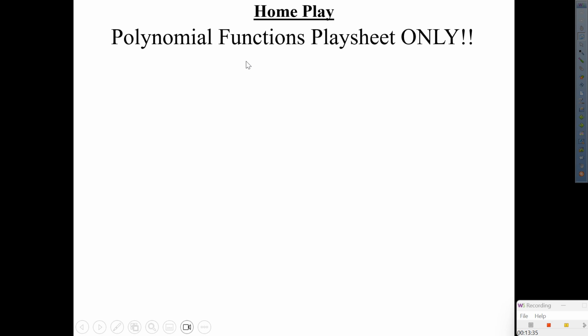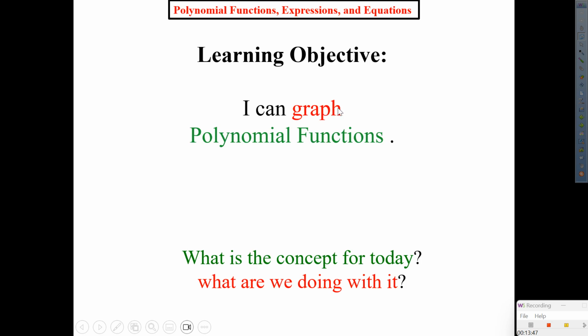All right. So, with that said, get a Cornell note going, please. Tonight's homework, you're going to have a play sheet. I think it's 8 problems only. So, make sure you get those done.